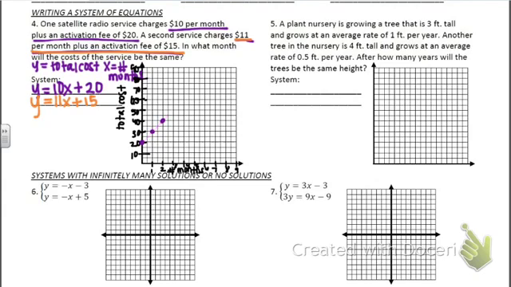Oh, that's a different color. So up 10, over 1. I think I got it. Everybody with me? Okay. And then y equals 11x plus 15.